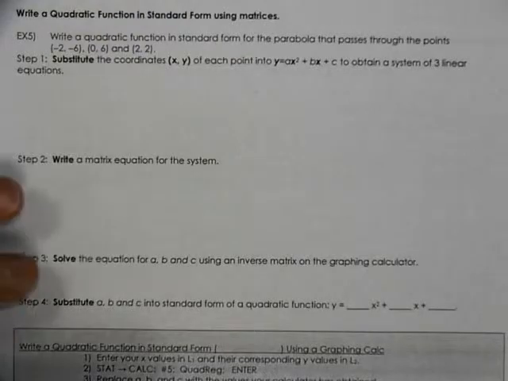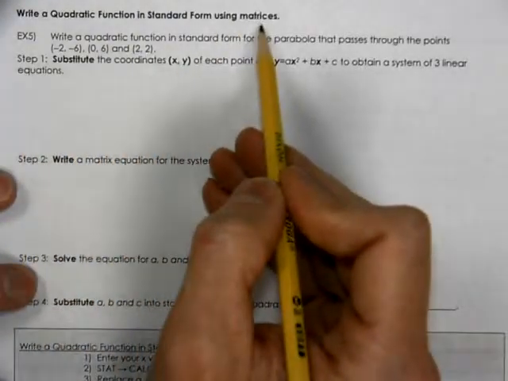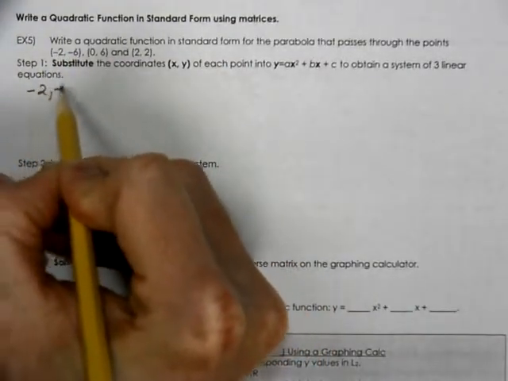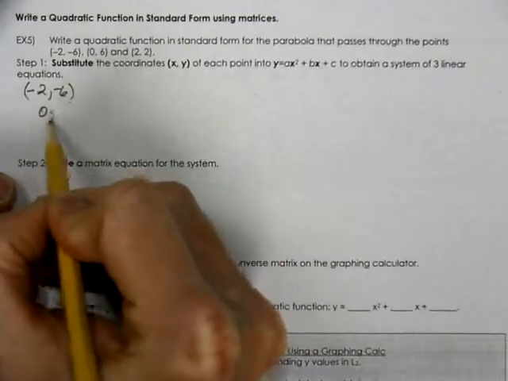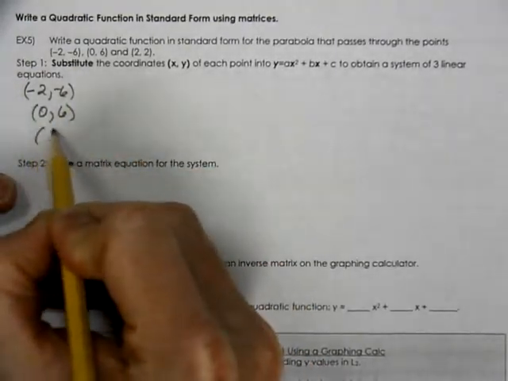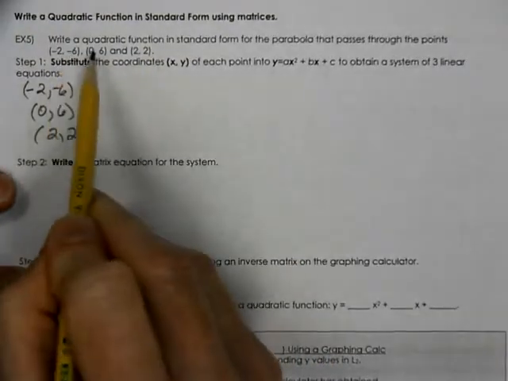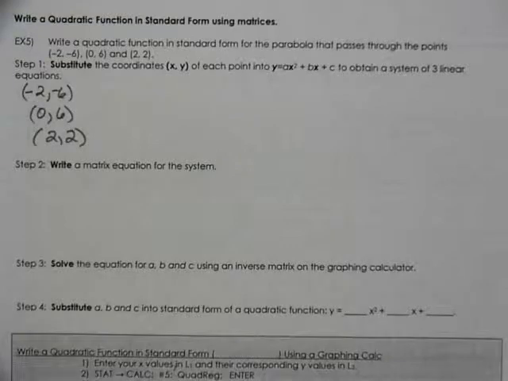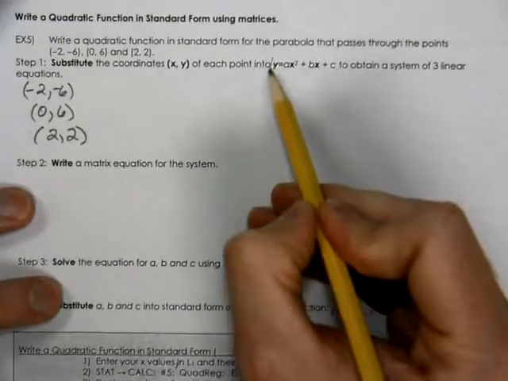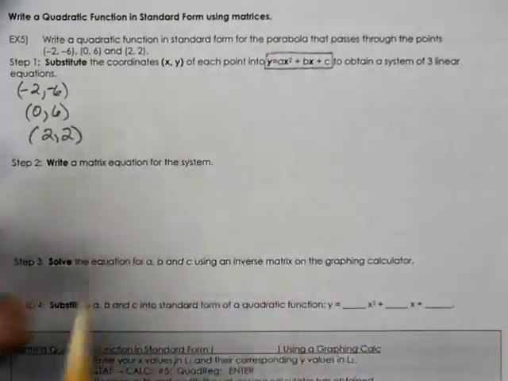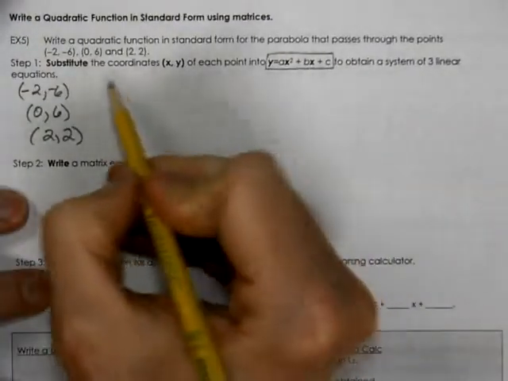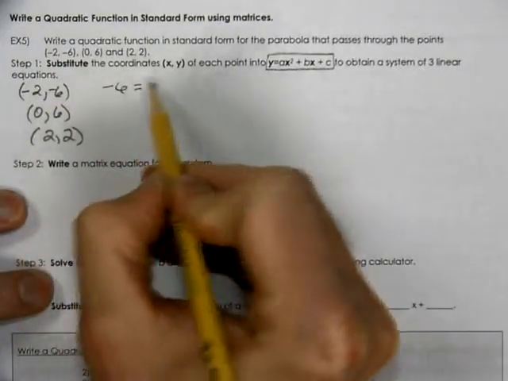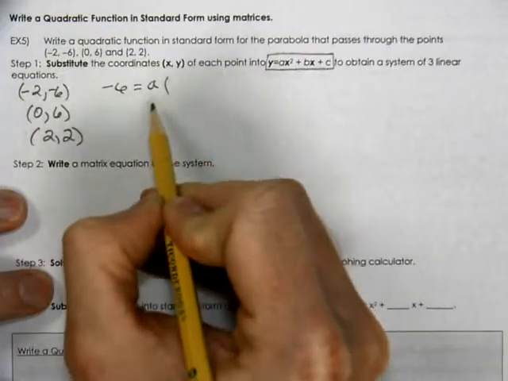We're going to use a new method. We're going to use matrices to solve this. So what we like to do is take the 2 and the negative 6, the 0 and the 6, 2 and the 2. Those are your points that you're given at the beginning of the problem. We're going to take those points and plug them into our standard form of a quadratic equation. So we're going to plug in our y value, which is negative 6. Our a is what we don't know.